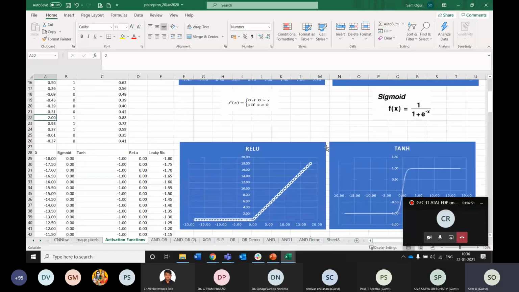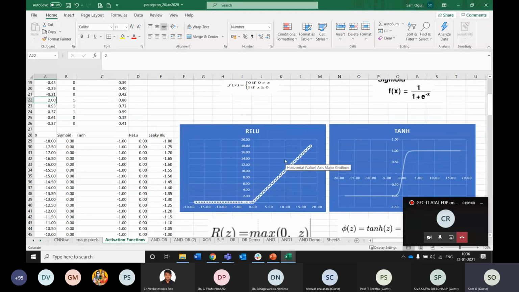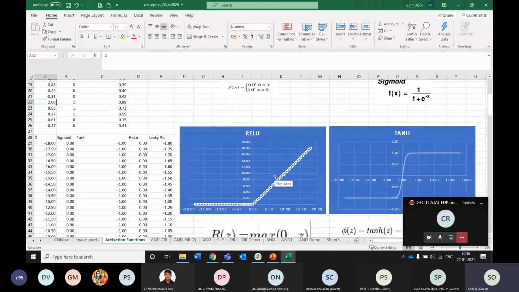Then we have another function called ReLU. ReLU is extensively used in artificial neural networks, mainly in deep learning. ReLU stands for rectified linear unit. If you give a negative number, it will throw an output of 0. And if you give an input of any positive number, it retains the same number.